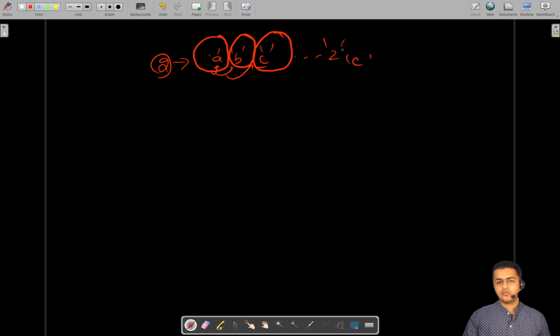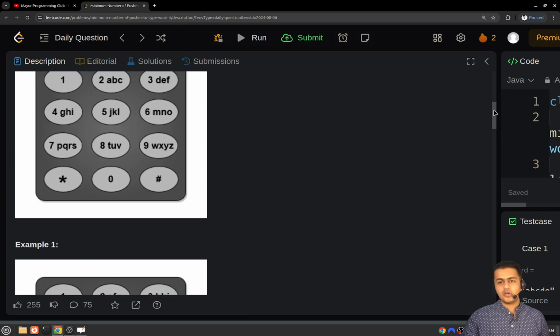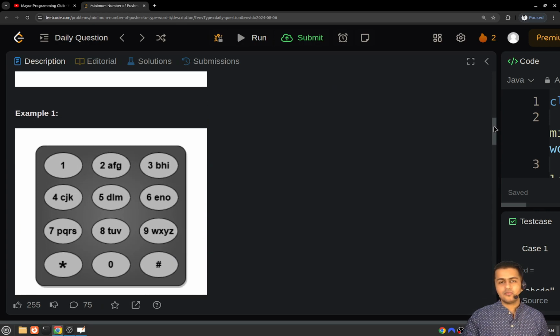If you want, you can map the entire A to Z alphabet to one key also, but that will for sure not give you the minimum key presses. For example, if you have to type Z, then you have to push the key 26 times in order to get to Z. So it's not an optimal way of doing it, but anyhow, this is the problem statement. I hope you are able to understand what we have to do, and what we have to return.